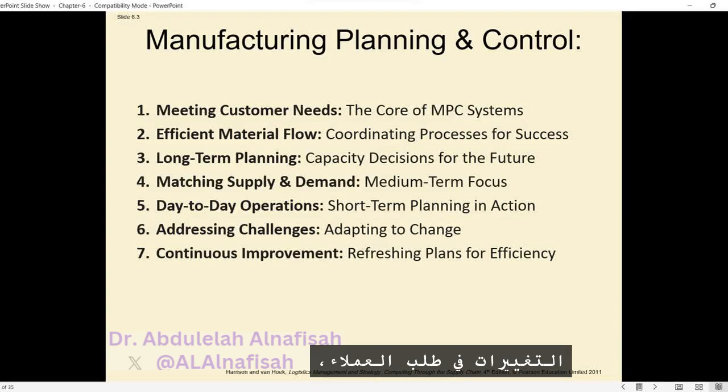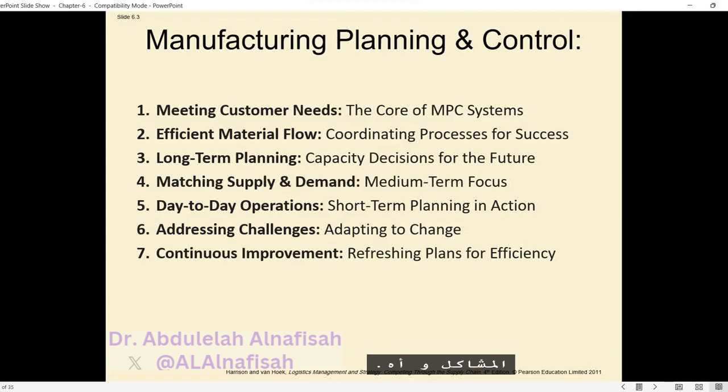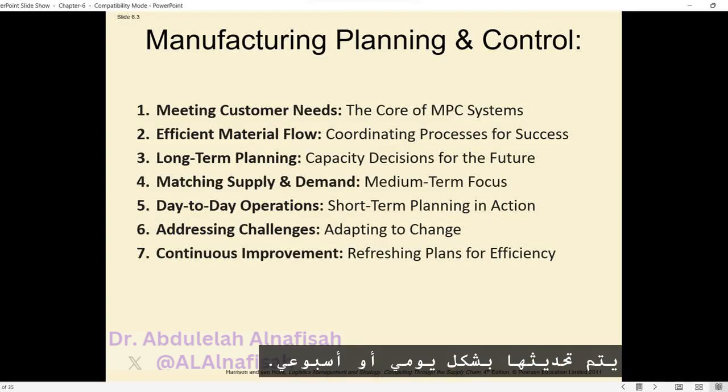Changes in customer demand, facility issues, or supplier shortages may affect the achievement of the medium-term plan. Short-term plans help managers identify corrective actions needed to address problems and are refreshed on a daily or weekly basis.